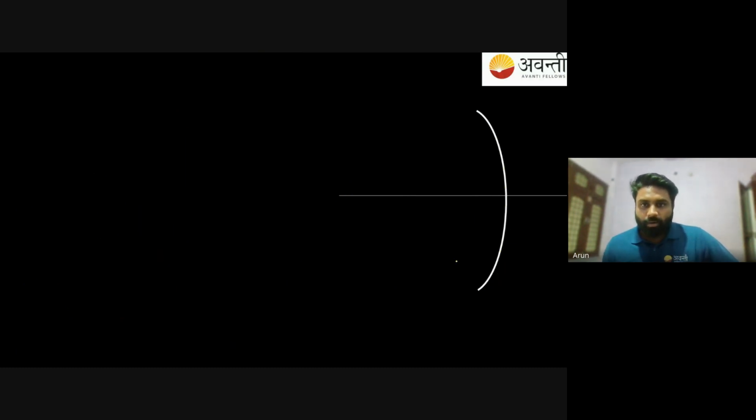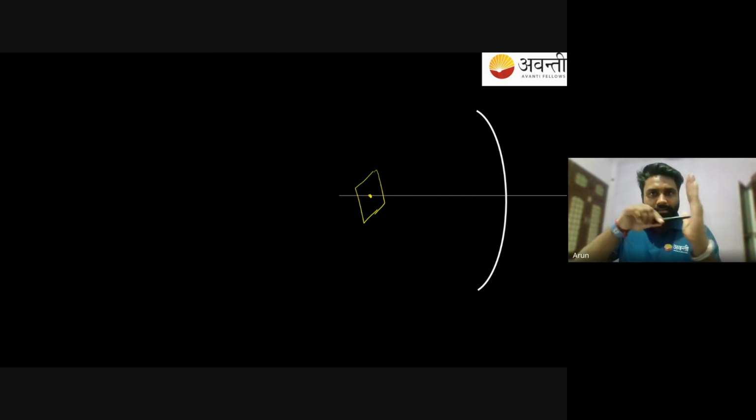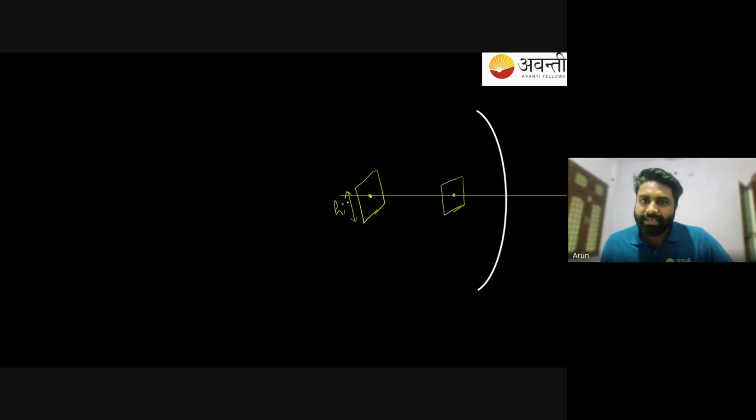If the object is placed perpendicular to the plane of it, I hope you guys can imagine it. This object is placed like this, perpendicular to the principal axis, like this. So the image here would be formed in this way. Here, the height of the object is HO, and here we will consider the width of the object. Similarly, this is the height of the image, and this is the width of the image.